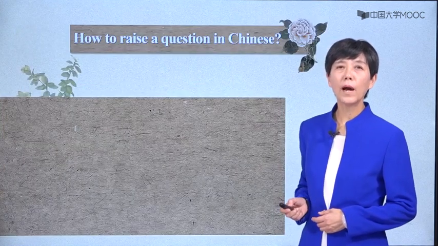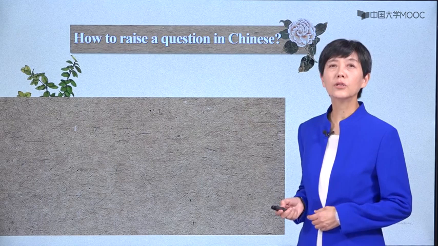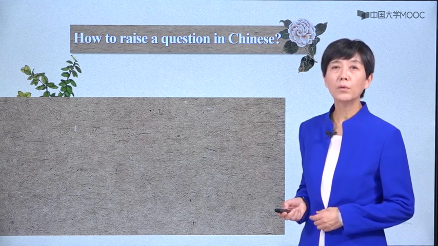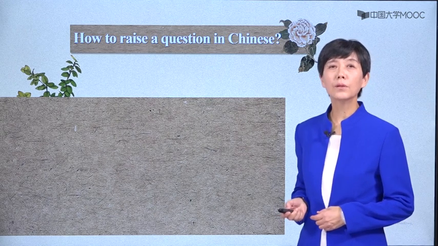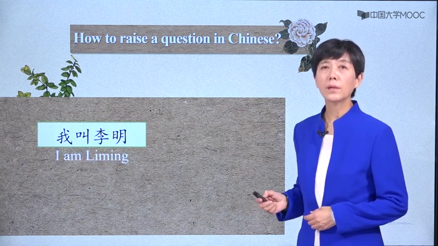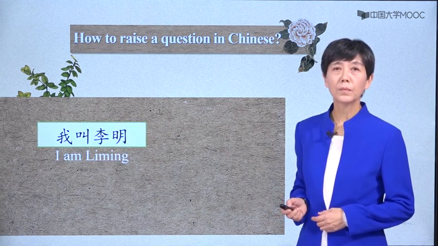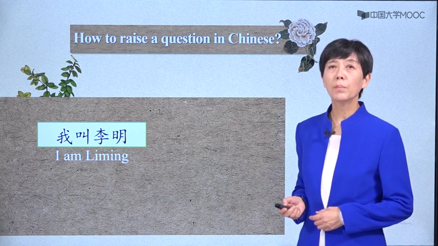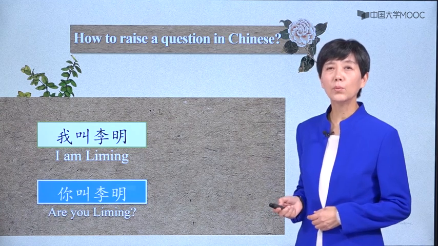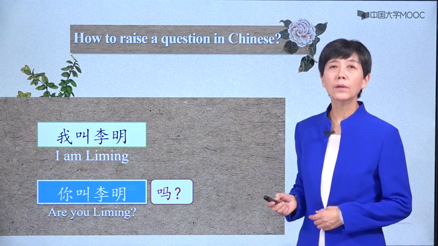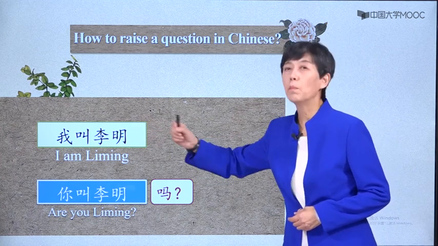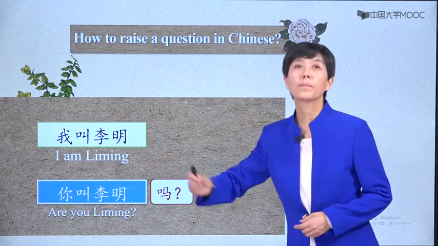Actually, there are 4 kinds of ways to raise a question in Chinese. But a yes-no question will be very easy for you, since you have already learned the answer to it. The answer is 我叫李明. If you want to raise a question based on this answer, you can just simply add the question word ma at the end of the sentence and change the subject from 我 to 你.